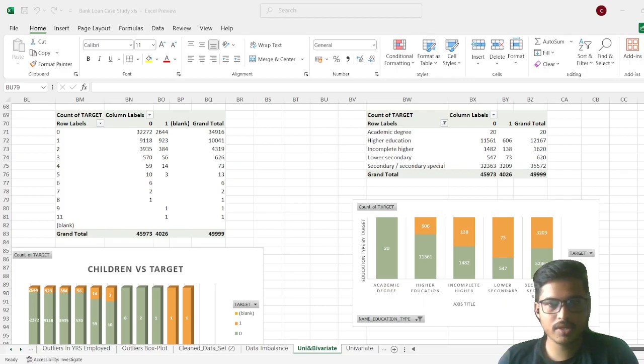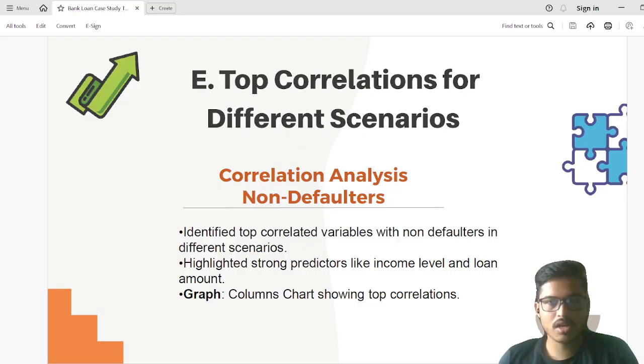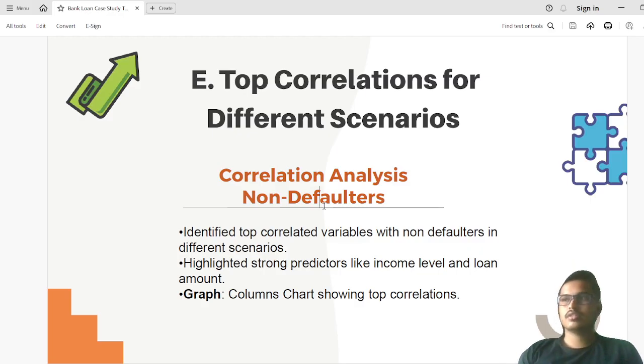And now we'll be moving to the last and the very important analysis, the top correlations for the different scenarios. So again, the correlation analysis has been done on two bases. First, the non-defaulters, and second, the defaulters. Right.